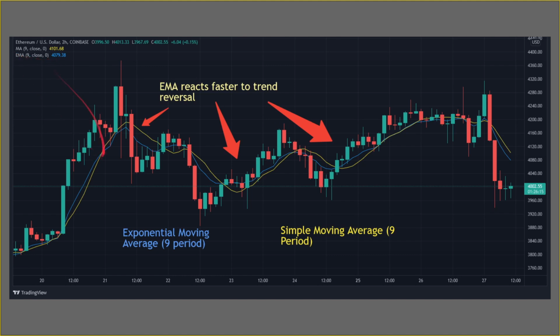EMA 9 in the blue, we start to see a bit of a shift. It's not moving up at the same rate. We're starting to see it change its slope, if you will, and maybe attempt to flatten out because price is starting to come down.